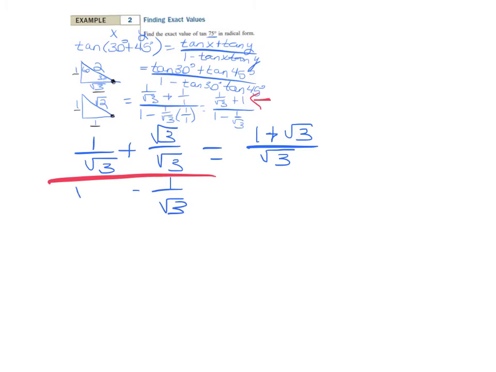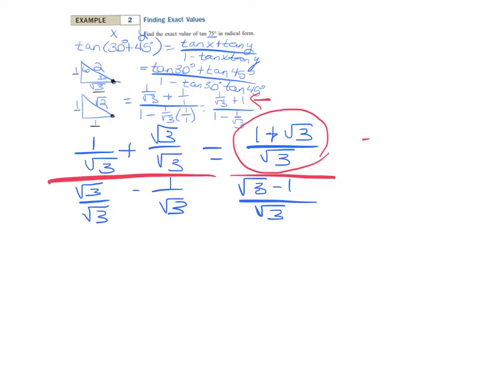So our common denominator is going to be the square root of 3. Square root of 3 over square root of 3 is 1. So what we have on the bottom is the square root of 3 minus 1 over the square root of 3. Remember the properties of fractions. All we're doing is taking this top fraction and dividing it by the bottom fraction.